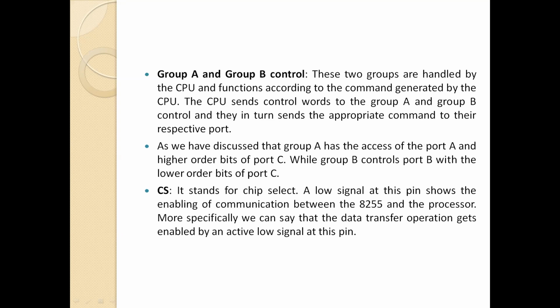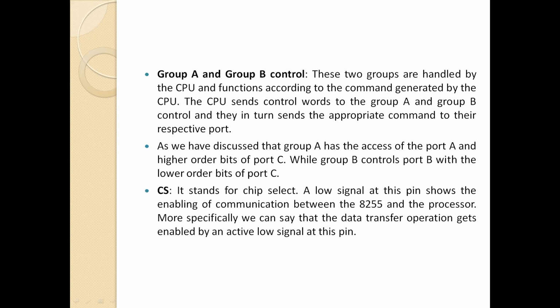Now let's see the function of the group A and group B control. These two groups are handled by the CPU and function according to the command generated by the CPU. The CPU sends control words to the group A and group B control, which in turn send appropriate commands to their respective ports associated with group A and group B control.